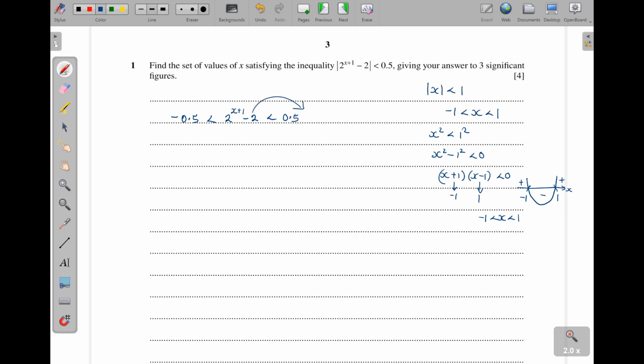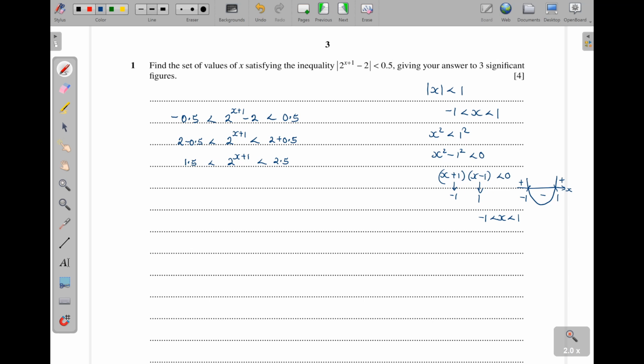Now we make x the subject. So take the 2 and also take it to this side. When it crosses the sign, it goes there as a positive. So we shall have 2 minus 0.5, less than 2 to the power of x plus 1, less than 2 plus 0.5, meaning we have 1.5 less than 2 to the power of x plus 1, less than 2.5.